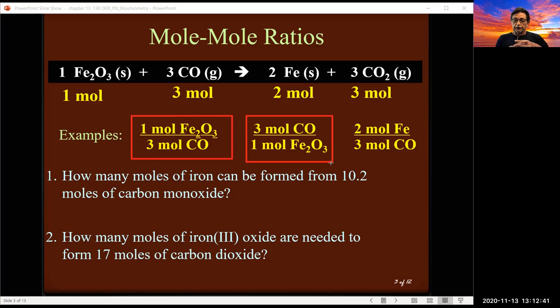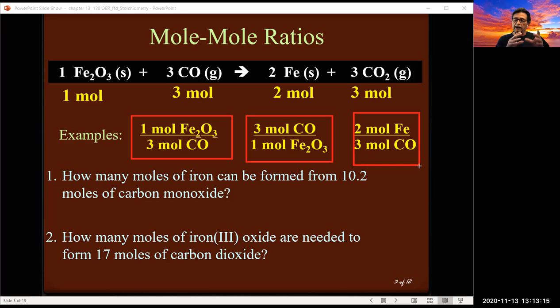Okay. Now, the other relationship we can look at is the relationship between the iron and the carbon monoxide. And that relationship is just one ratio written here, 2 moles of iron per 3 moles of carbon monoxide. That same ratio can be inverted and written in the other direction, okay? With carbon monoxide on top. And so what we have here are mole ratios that we can utilize to do the calculations.